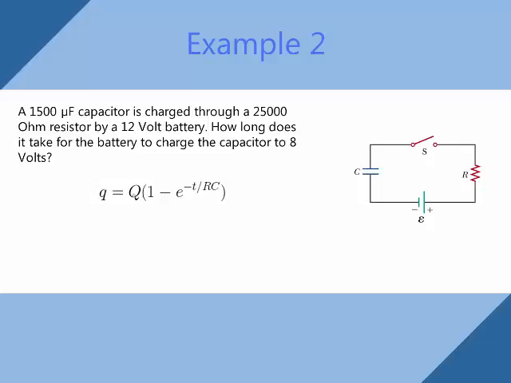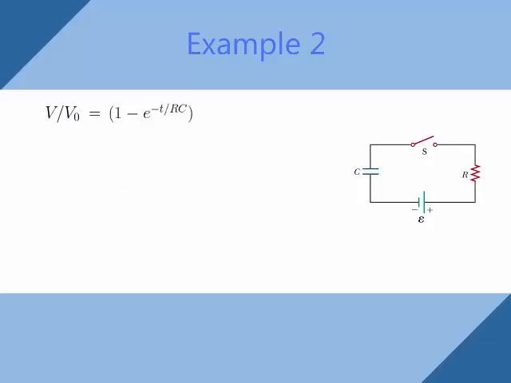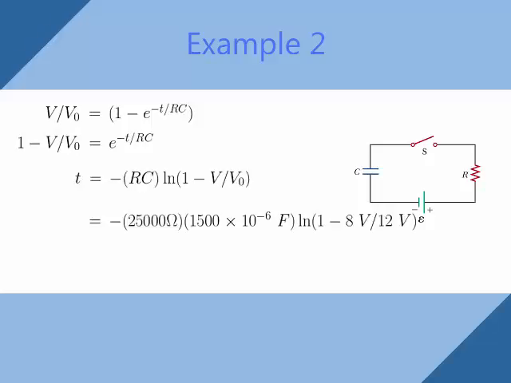Again, we have voltages, so we change the charge term to be in terms of voltages. We continue to rearrange the equation with the goal of getting the exponential by itself on one side of the equal sign. Again, we take the natural log of both sides to get t by itself. Plugging in the numbers that we know, the resistance, capacitance, and relevant voltages, we have a time of 41 seconds.